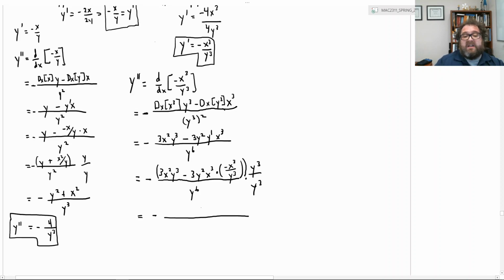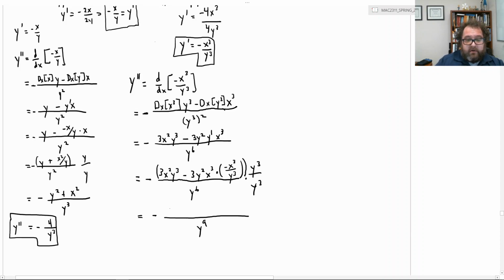So let's see. What's y to the 6th times y cubed? When we multiply two power functions, we add the exponents. So we have y to the 6th plus 3 power, so y to the 9th power.